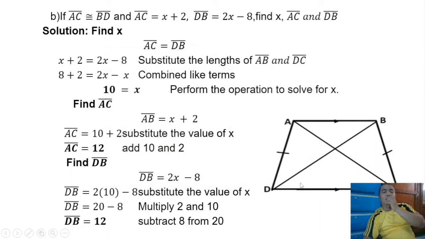Okay, for letter B, if AC is congruent to BD, yes, these are the two diagonals of an isosceles trapezoid ABCD. Of course, they are congruent. Now, if AC is x plus 2, BD or DB is 2x minus 8, find x, AC, and DB. Since these are the diagonals, they are congruent. So, AC is equal to DB. We equate x plus 2 equals 2x minus 8. Solving for x, 2x minus x equals 8 plus 2, 10. Therefore, x is equal to 10.